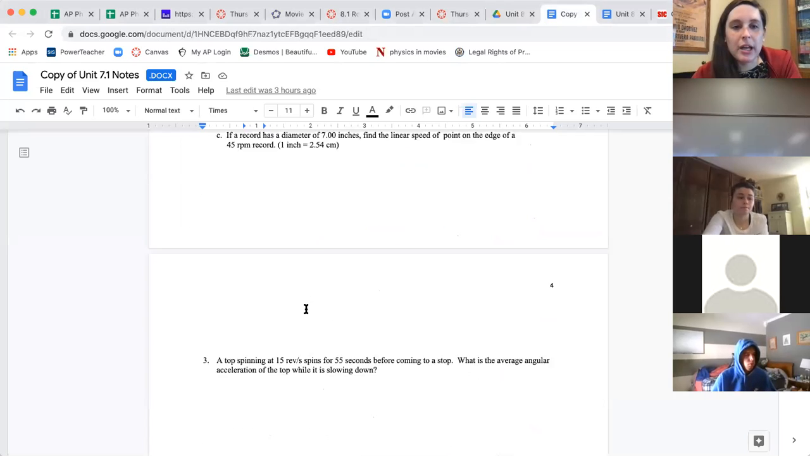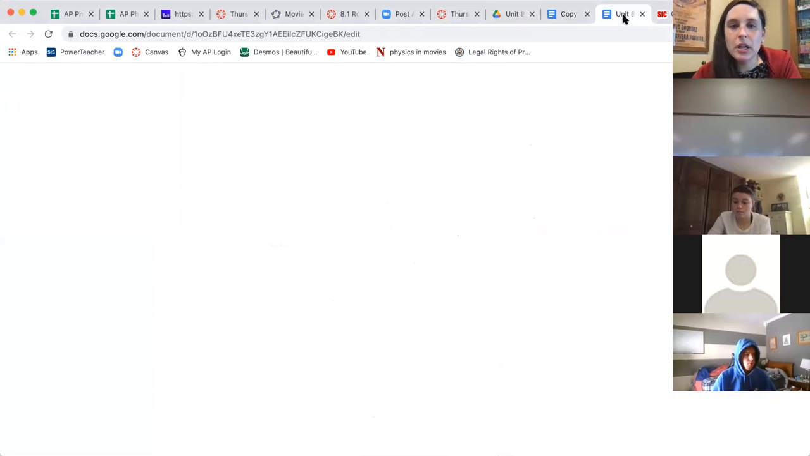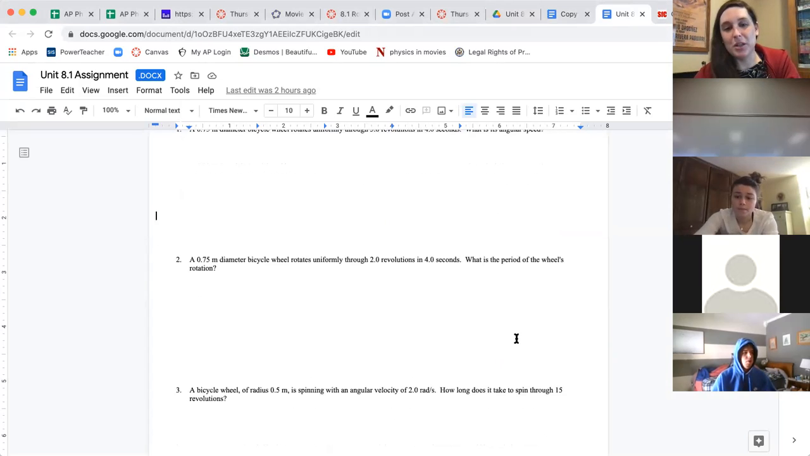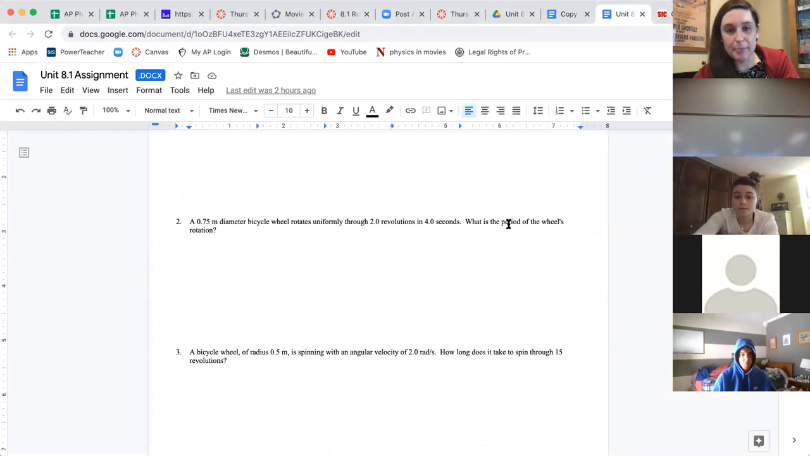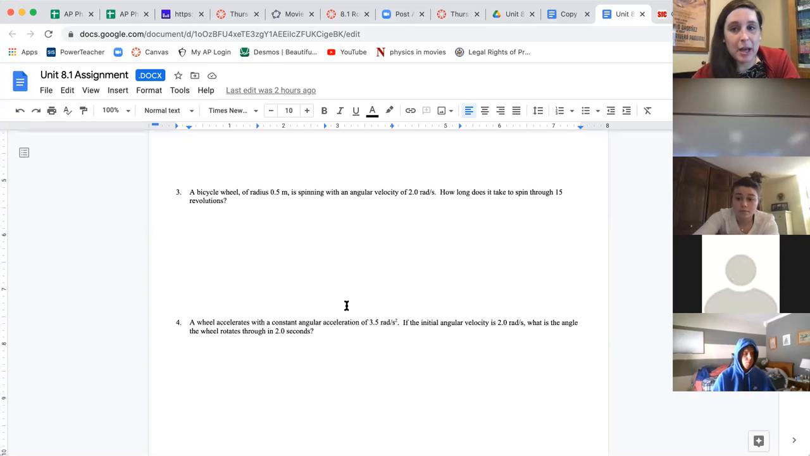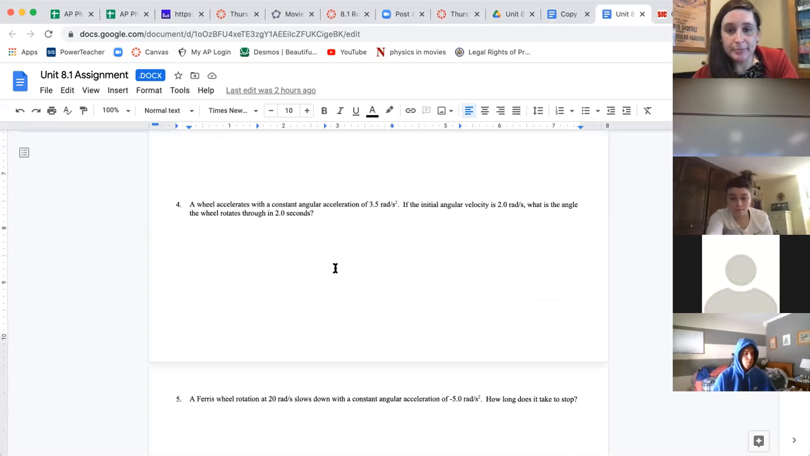Your homework tonight, it's, oops, not this one. Here it is. Your homework tonight, it's right here. It is word problems that deal with angular kinematics. So it's things like a 0.75 meter diameter bicycle rotates through 5 revolutions in 4 seconds, what is the angular speed? A 0.75 diameter bicycle wheel rotates through 2 revolutions in 4 seconds. You know, what's going to be the period? So what's the time? These are going to read very similarly to the example problems that we were able to do together.